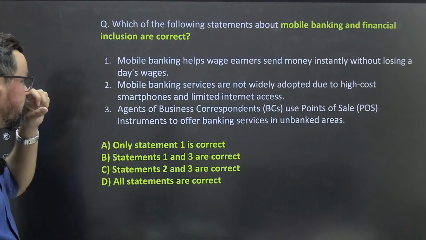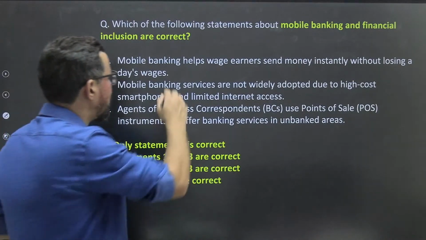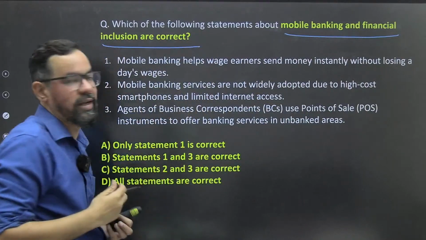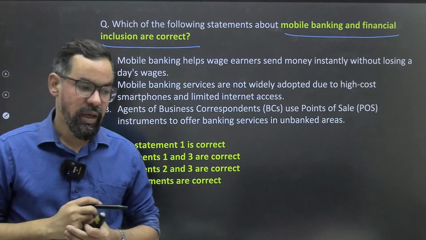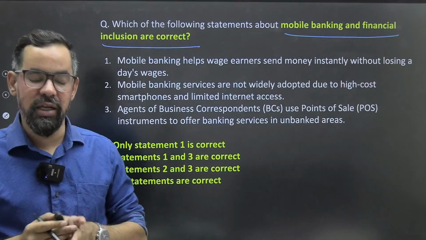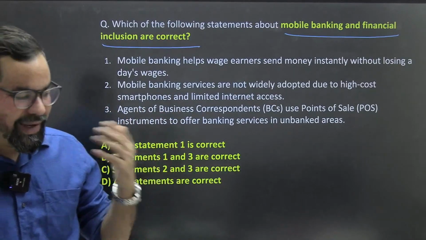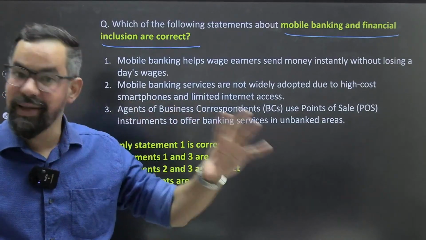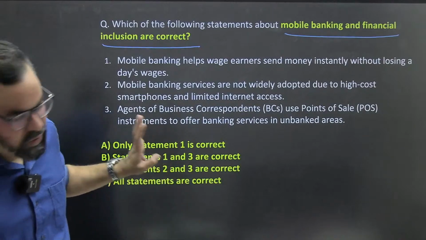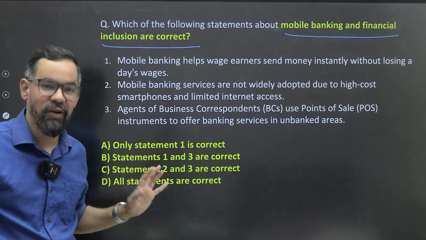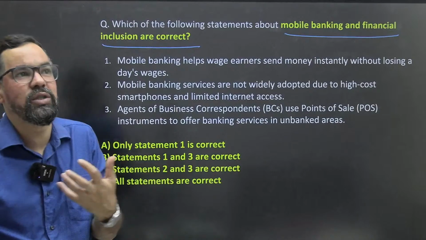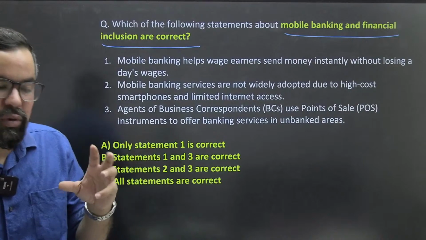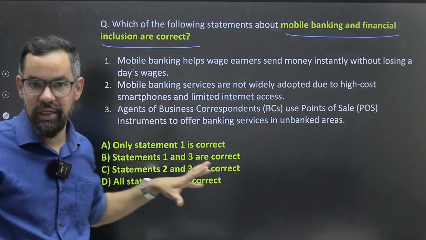Let's go to the next question. Which of the following statements about mobile banking and financial inclusion are correct? Very simple one. Ask a topic, you will definitely see at least one question for 1 mark, or it can be 2 half-mark questions, or a 2-marker question based on this topic. So you have to be very careful around this topic. These are topics where we can have 100% accuracy. The accuracy level here is not that confusing, things can be done easily.